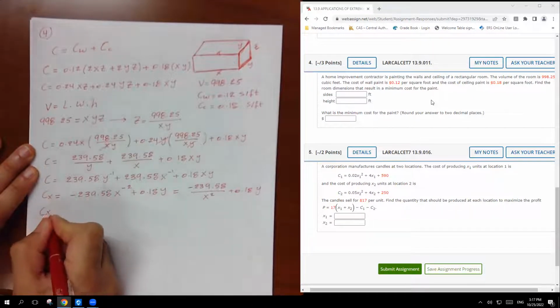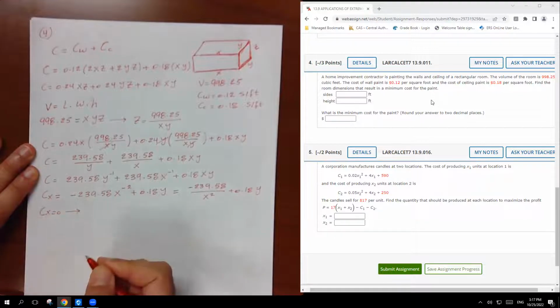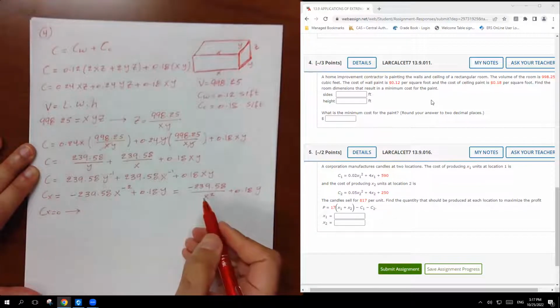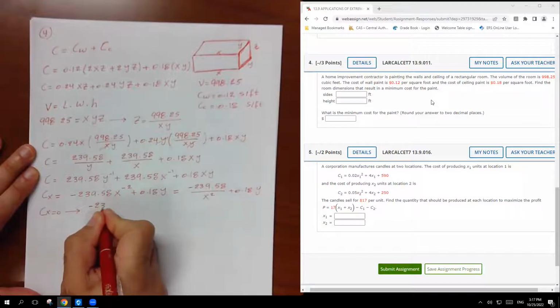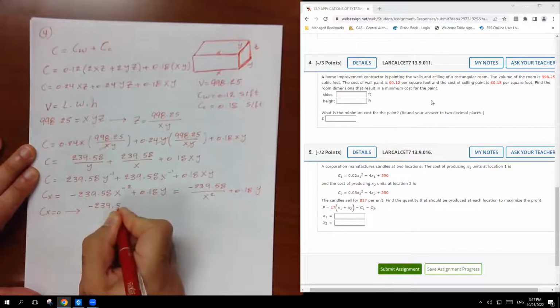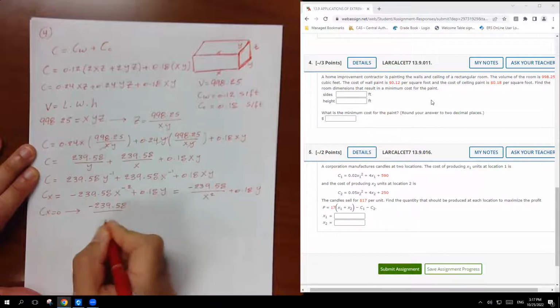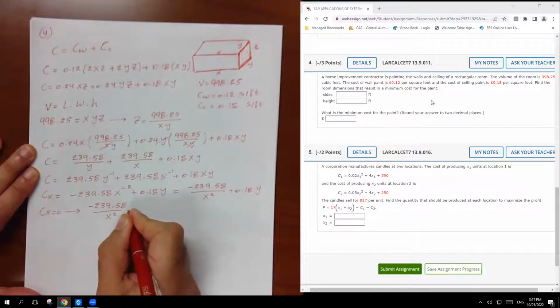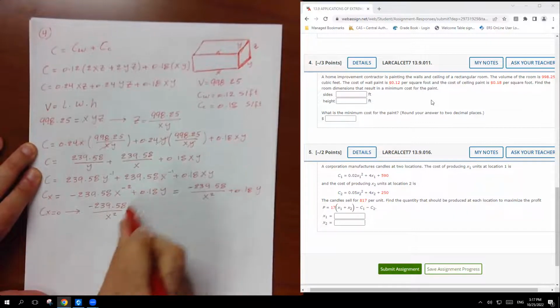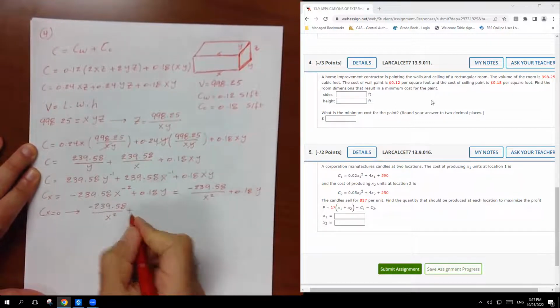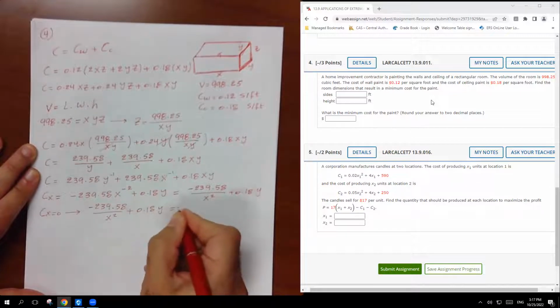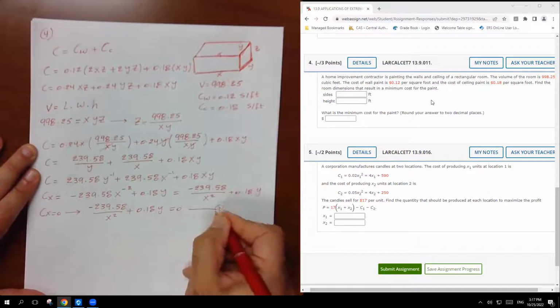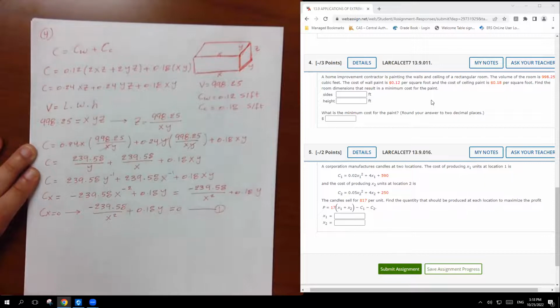Let C sub x equal 0 to find the first equation. That means this one is going to be equal to 0. So negative 239.58 over x squared plus 0.18 y is going to be equal to 0. Here is our first equation. Now let's find the second one.